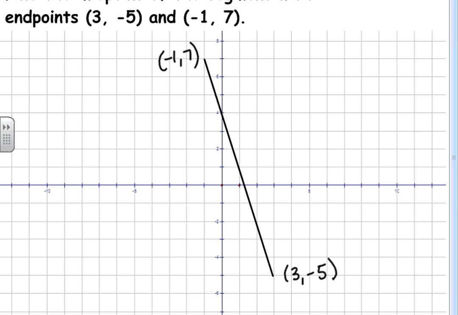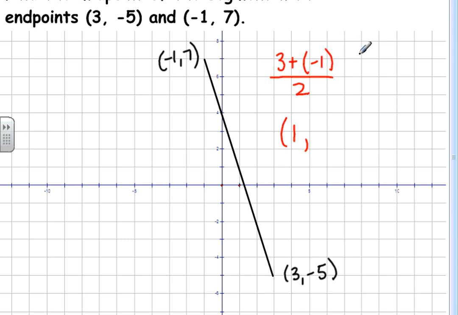If we're going to find the average, the x values are 3 and negative 1. So I'm adding 3 and negative 1 together. And to average, I'm dividing by 2. So 3 plus negative 1 is 2. Divided by 2 is 1. So my x-coordinate is 1.